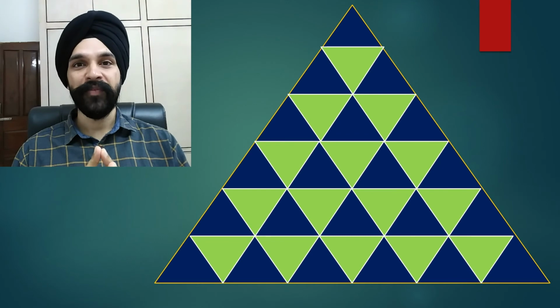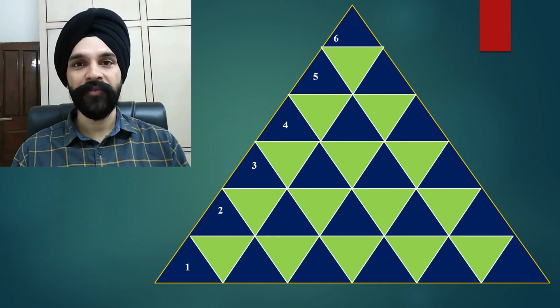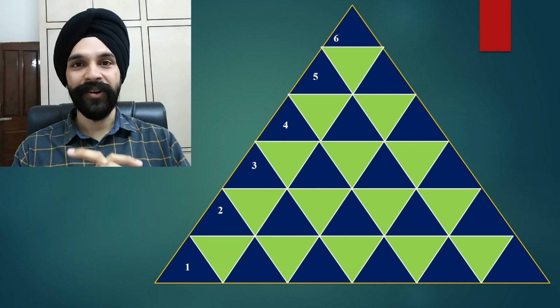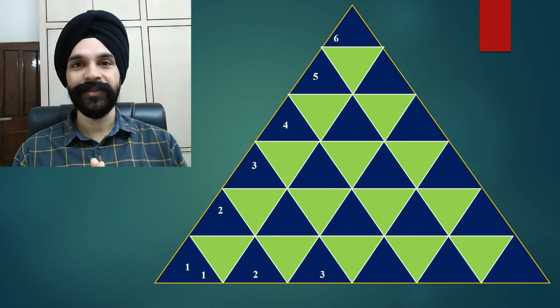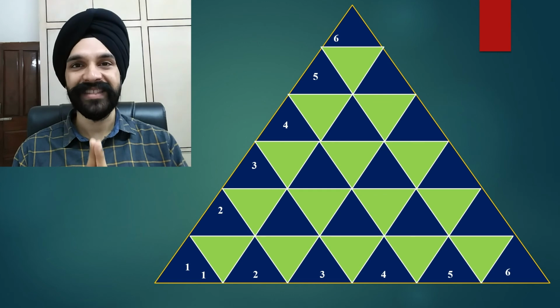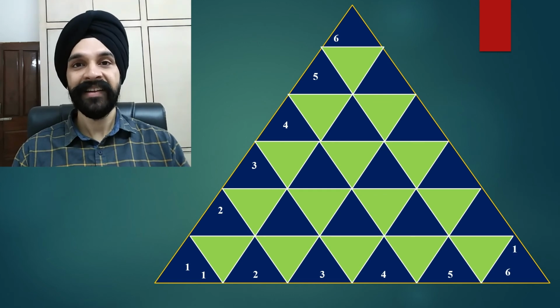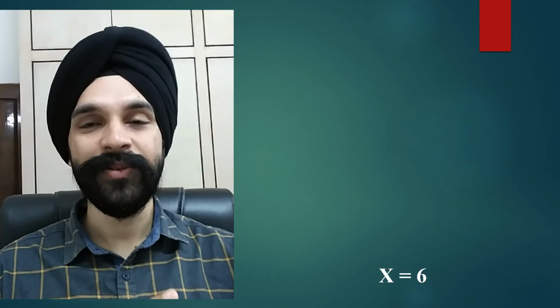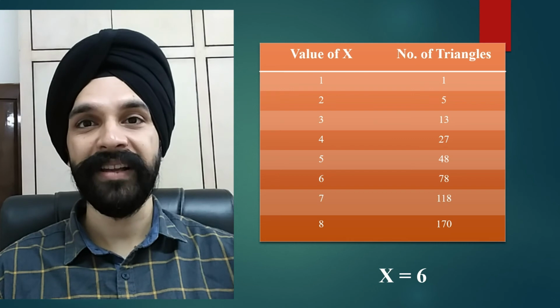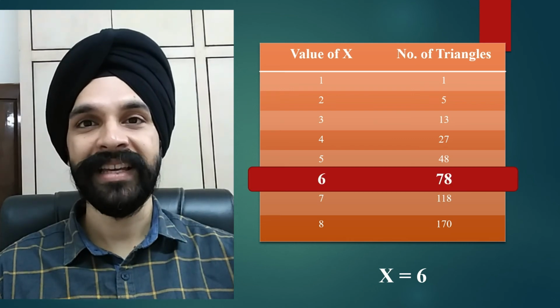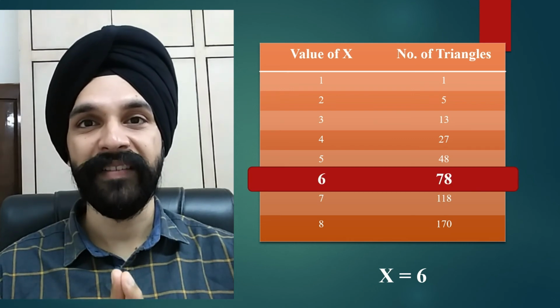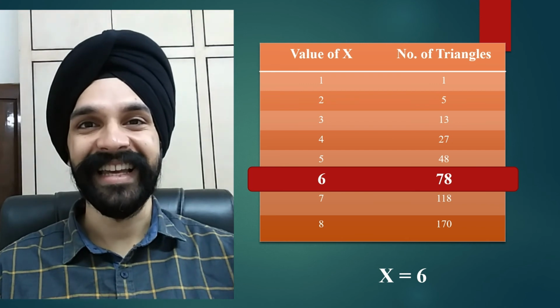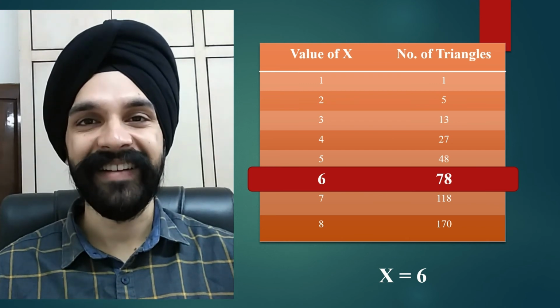Let's count the number of panels on this side. So 1, 2, 3, 4, 5, 6. On the horizontal side, 1, 2, 3, 4, 5, 6. And on the third side, 1, 2, 3, 4, 5, 6. That means x equals 6. And from this table, if x equals 6, the number of triangles in the figure is 78. Isn't it super easy, right?